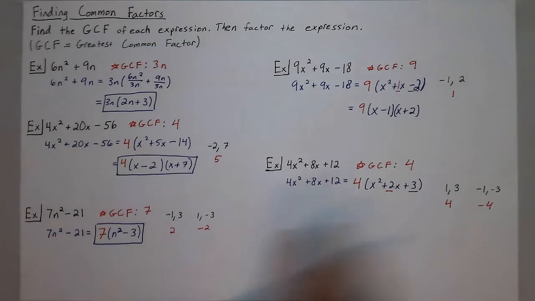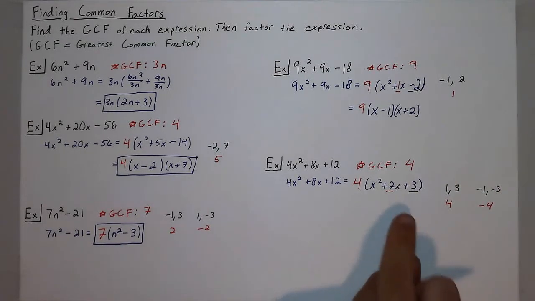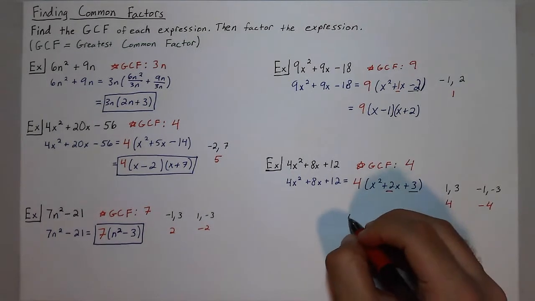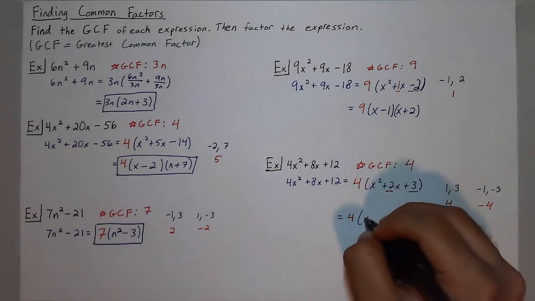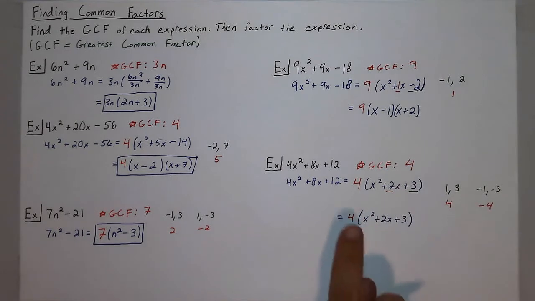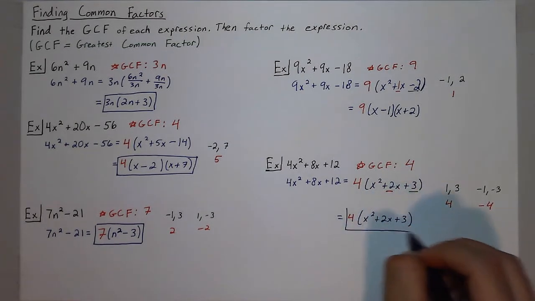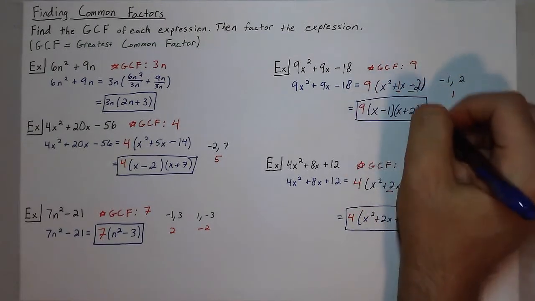So again, just like with our example over here in the bottom left, there doesn't seem to be any way to factor that expression. So my answer remains 4 times x squared plus 2x plus 3. So its two factors would be 4 and x squared plus 2x plus 3. And that is how you find common factors.